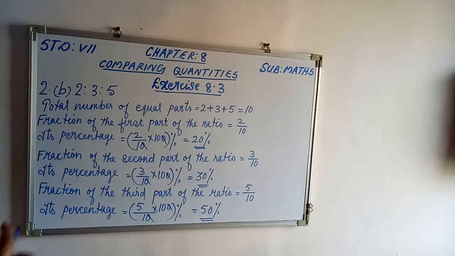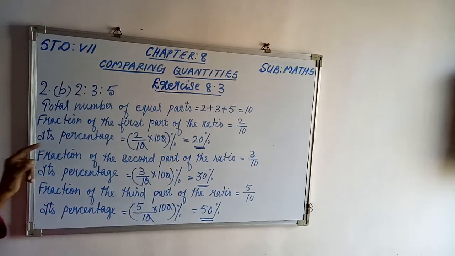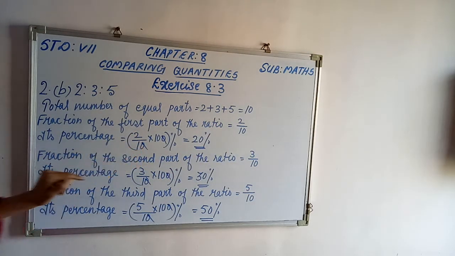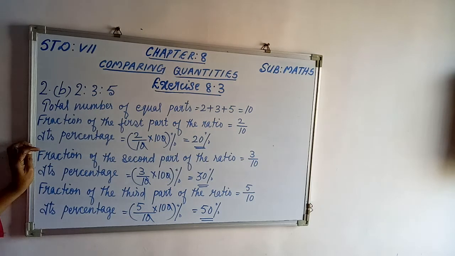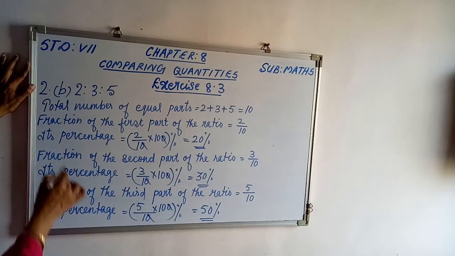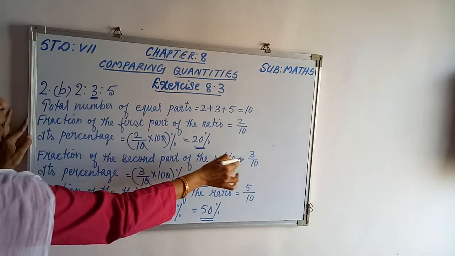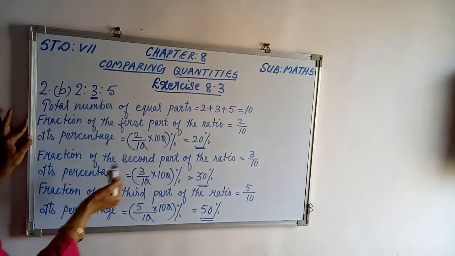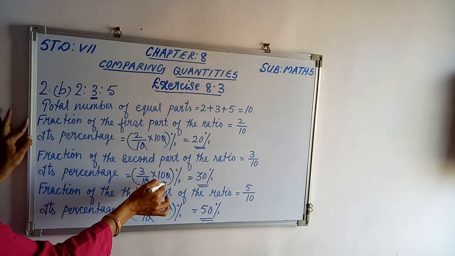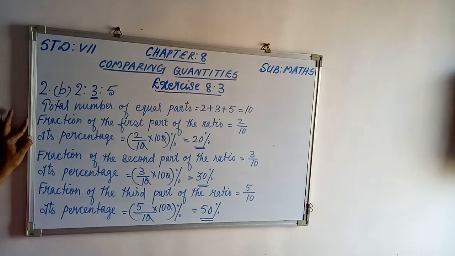Listen. So the first part of the ratio is 2 upon 10. Its percentage, 2 upon 10 multiplied by 100%. We got 20%, isn't it? Same way we can find out the fraction of the second part of the ratio. This is the second part. So 3 upon 10. Its percentage, 3 upon 10 multiplied by 100%. 0, 0 cancel. 3 into 10, 30%.